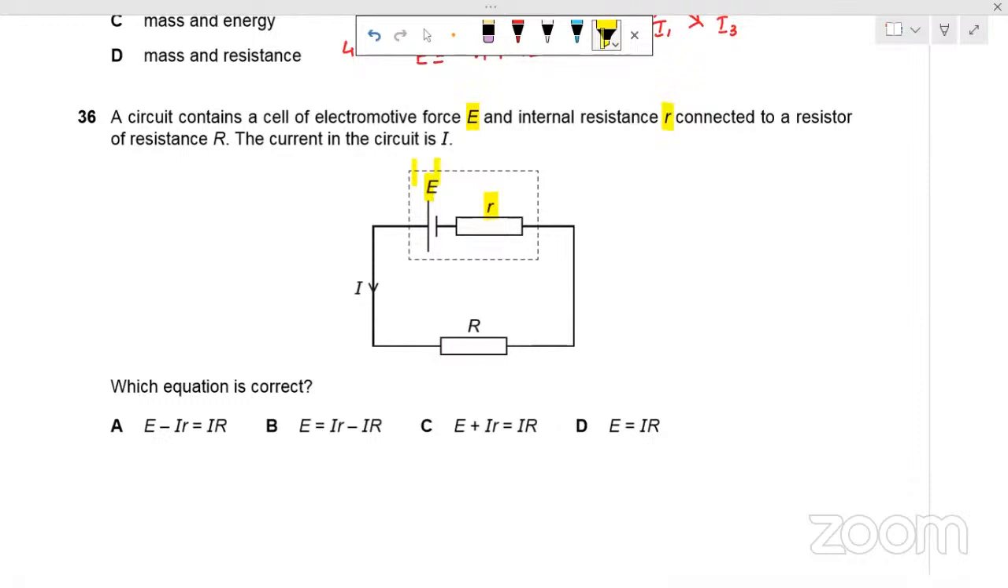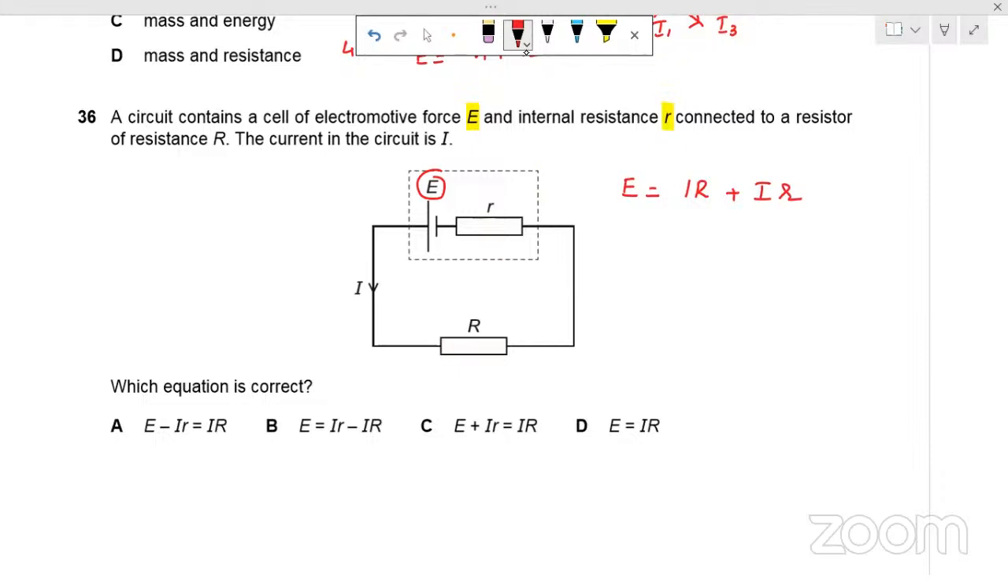This dotted line shows the total, the model of cell. And this is external resistor, R, connected across this cell. Which equation is correct? We have to use Kirchhoff's second law, Kirchhoff voltage law, that states that in a closed loop, sum of EMF, that is equal to E, only single E, is equal to the sum of potential difference across this R plus sum of potential difference across this small r.